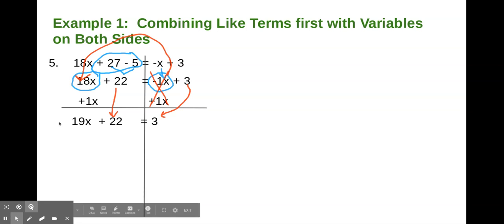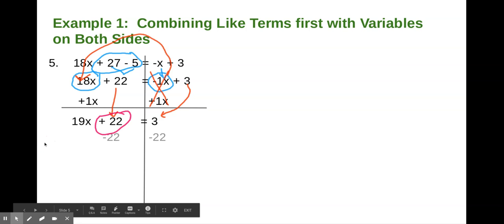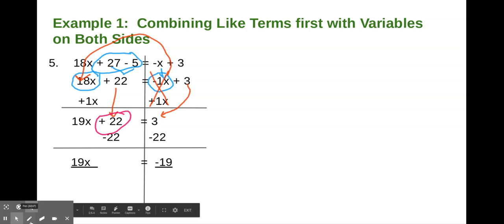Okay, so now if you look at this, this should look just like a two-step equation. Your main goal is to get this x by itself, so I want to get anything that's on the same side as your variable out. So I want to get rid of this plus 22. In order to get rid of this plus 22, I got to make it its opposite. Its opposite is a negative 22, and I do that on both sides. Bring down the 19x, the 22 and the negative 22 go away, and 3 minus 22 is negative 19.